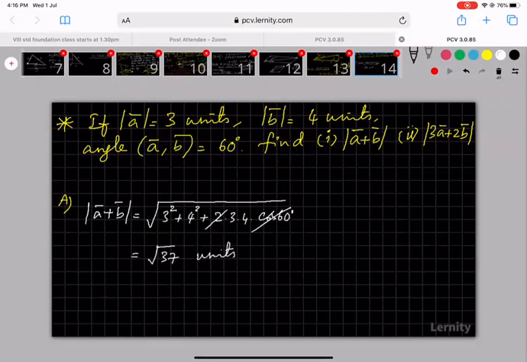Okay. 3 square plus 4 square is 25, plus 3 into 4 is 12. 25 plus 12 is 37, under root, 37 units. Magnitude of A bar plus B bar. Simple enough. This is the first one.